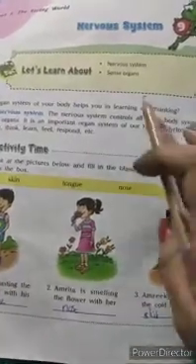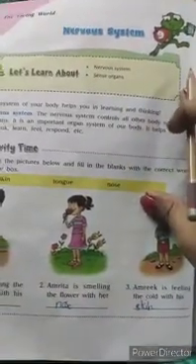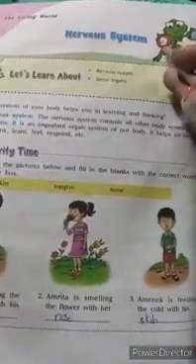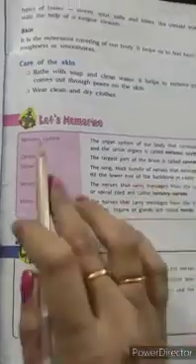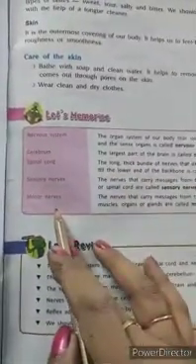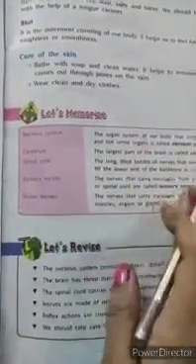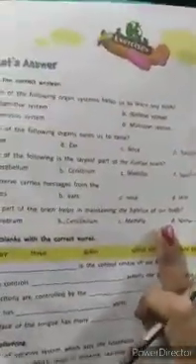So students, from today's class we will start science. We are on chapter 9, that is nervous system. As I have already explained the whole chapter to you, today we will do the exercise of this chapter. I hope you all have written these keywords in your copies. If you have not, just write down the keywords given over here, from nervous system to motor nerves. If you have any queries, you are free to ask me.